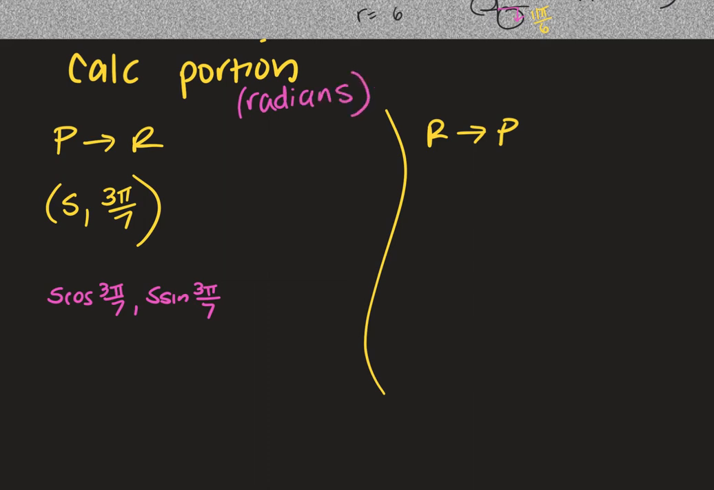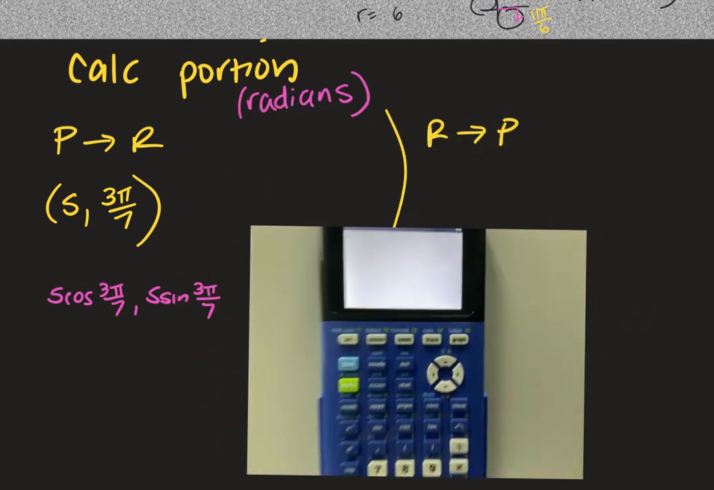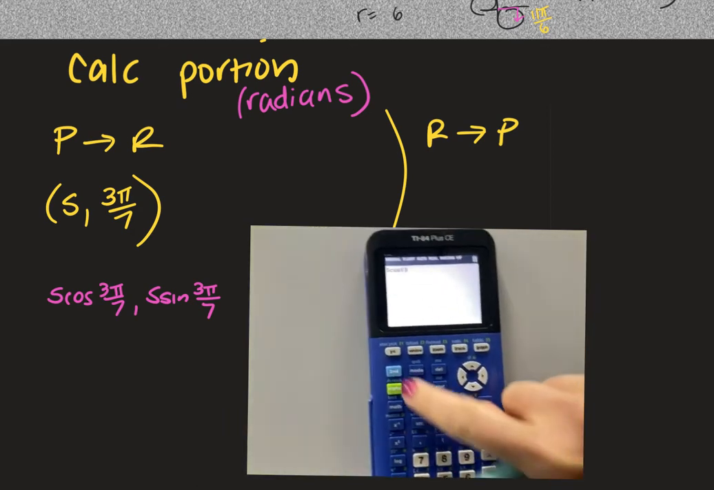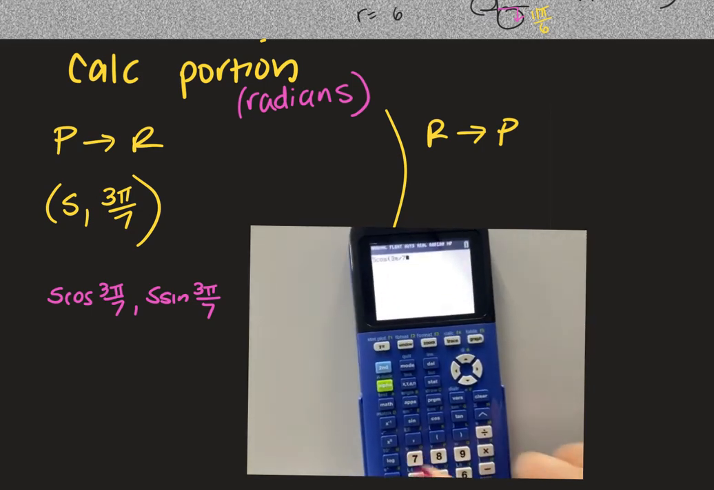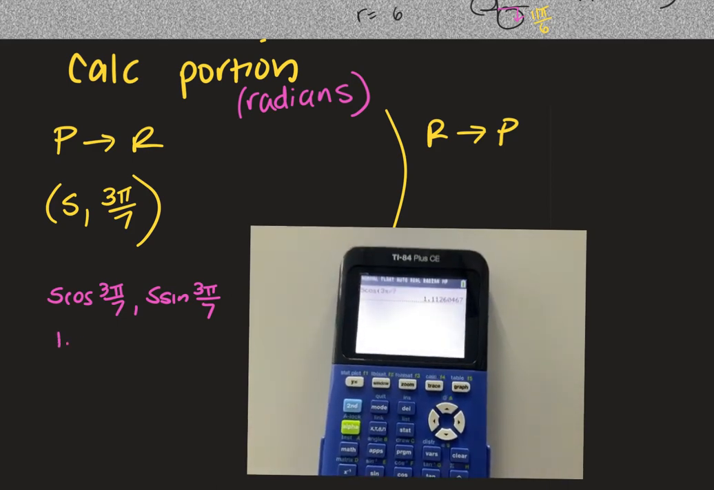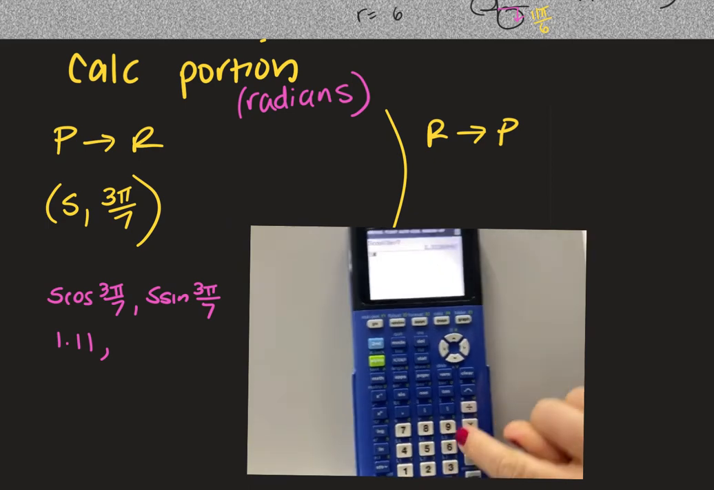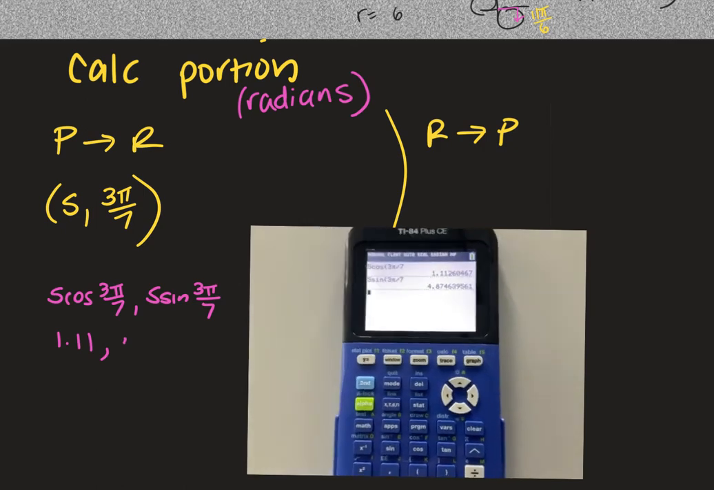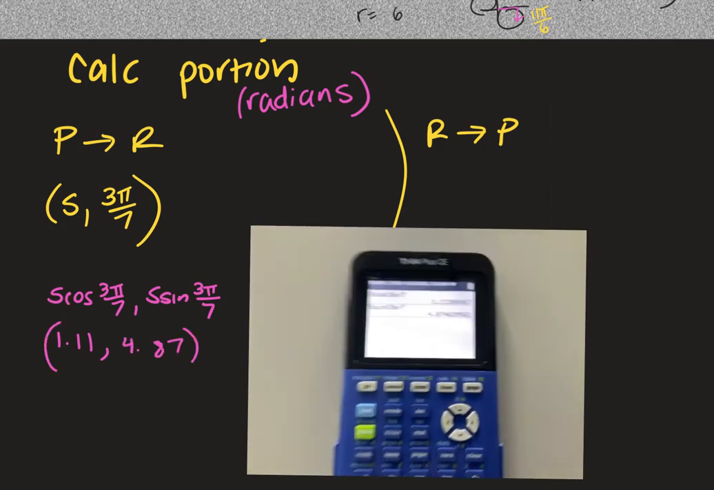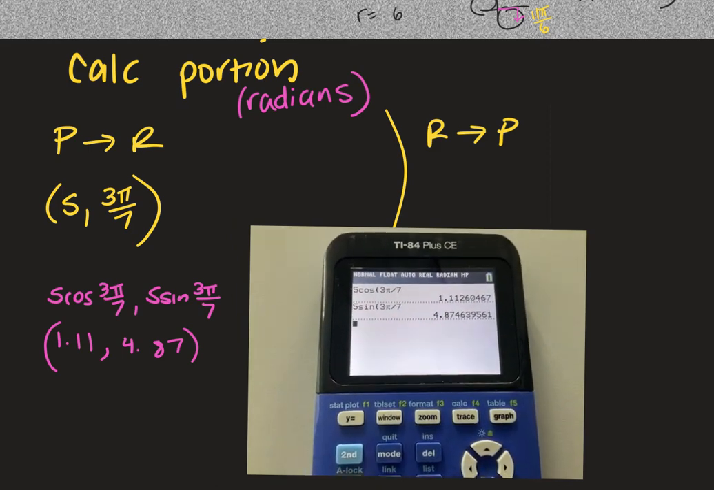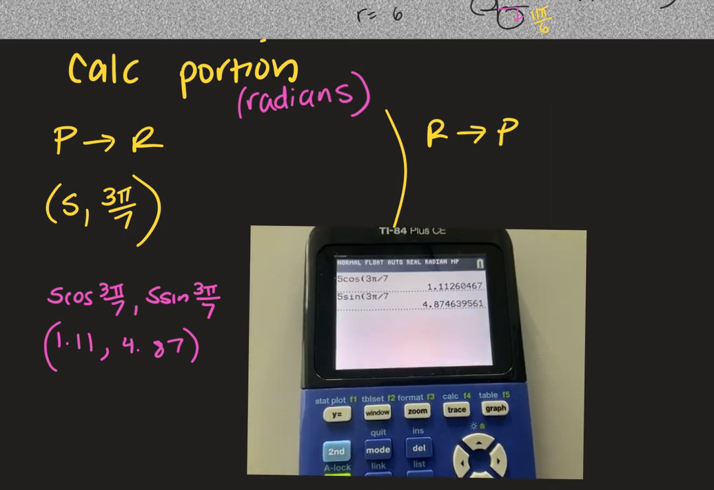If you don't have the shortcut key or you don't know how to use it, you can just use that. Just use the formula that we've been doing. I make sure I'm in radians, and then I do 5 cosine 3, hit the pi button, divided by 7, and that's the x coordinate, 1.11 to the nearest hundredth. And then 5 sine 3 pi divided by 7, and I get 4.87. It should make sense that they're both positive, because 3 pi over 7 is in the first quadrant and 5 is positive. That's one way to do it.